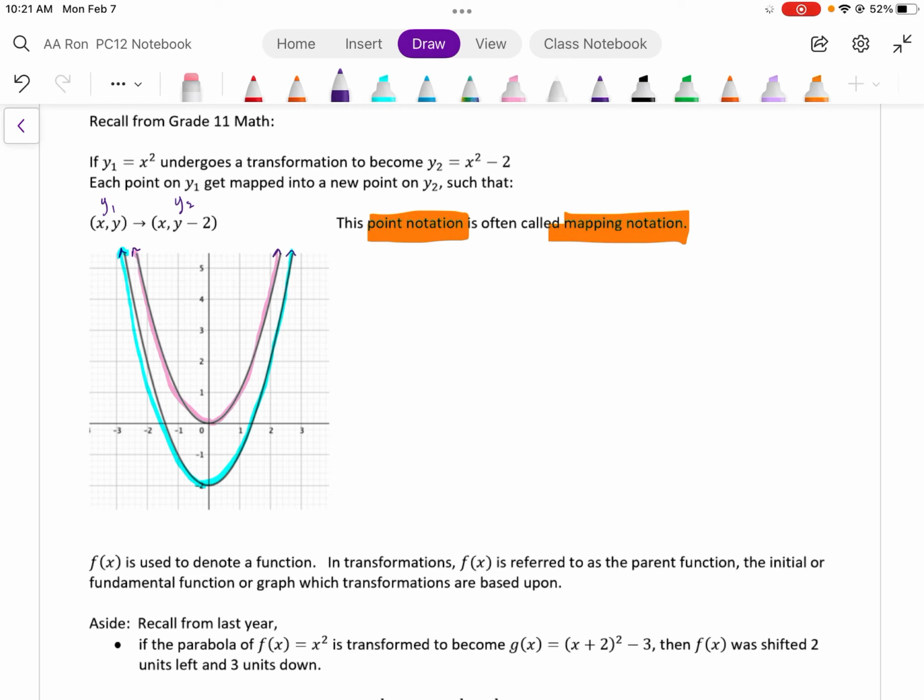If we were to graph this, y1 is going to be x squared. Now I've drawn it in pink and written in red. Now y2, on the other hand, is x squared minus 2. And what has happened to every point on y1 is that it has been shifted down 2 units to become y2.